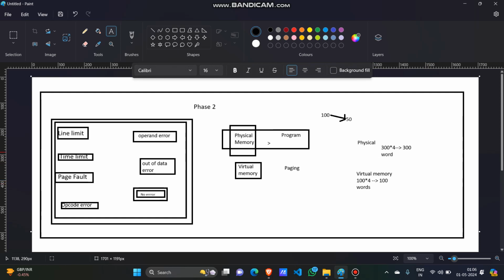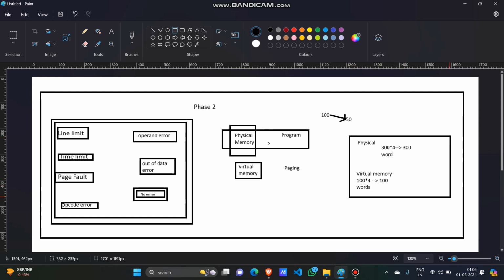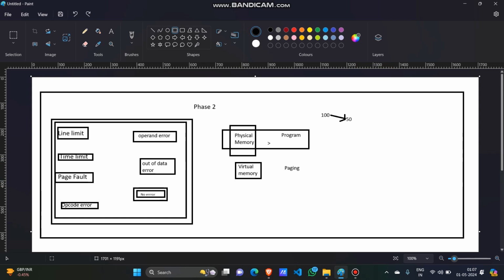So how is paging getting executed? The mapping should be done in such a way that the entire physical memory is utilized and virtual memory is accessed easily. So in that case, we execute the paging mechanism. How is the paging mechanism happening? I will make a flowchart.